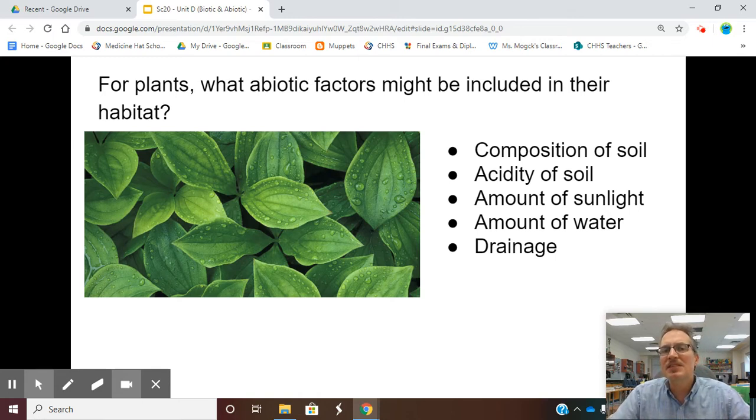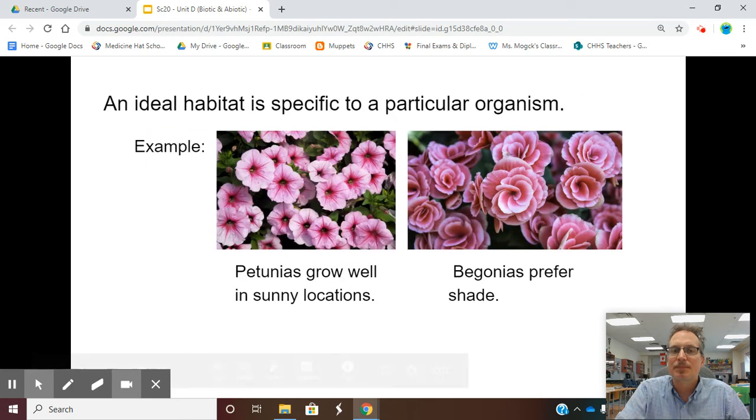How about the amount of sunlight this plant would get? Is it in a shady region or is it in full sun? The amount of water. Is it somewhere where it gets watered a lot? Like here, we got nice water on the leaves, looking very clean. Or is it like in a desert where it gets very little water? And then last but not least, for that water, what about the drainage pattern? All five of these are examples of abiotic non-living factors.